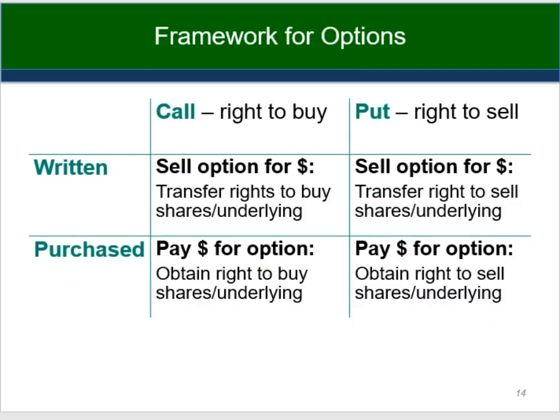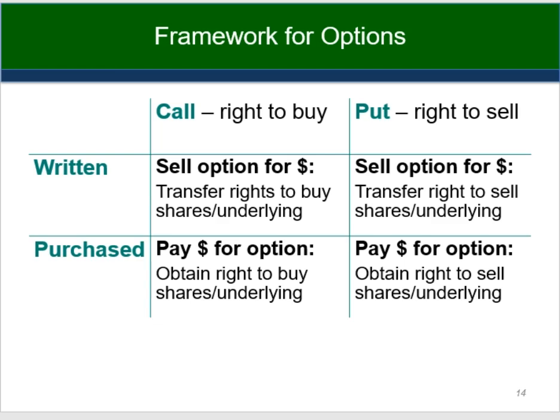So you can be the writer or the purchaser of a call or put option. If you have written the call option, that gives you the obligation to sell for the striking price. And so you transfer the rights to buy the shares or other underlying instrument for a certain specified price. And of course, you'll have to take the loss if the price goes up. If you purchase a call option, it gives you the right to buy at the striking price.